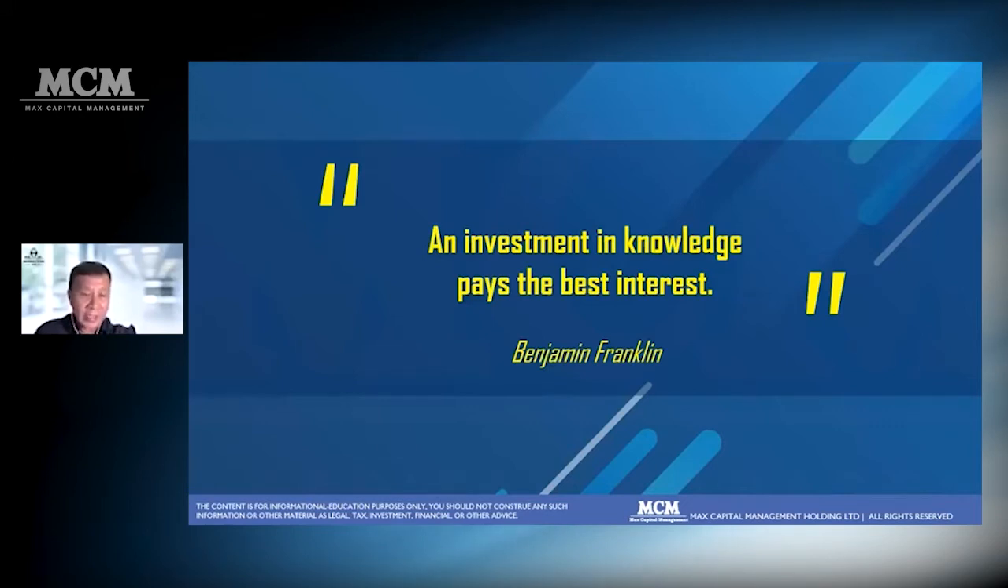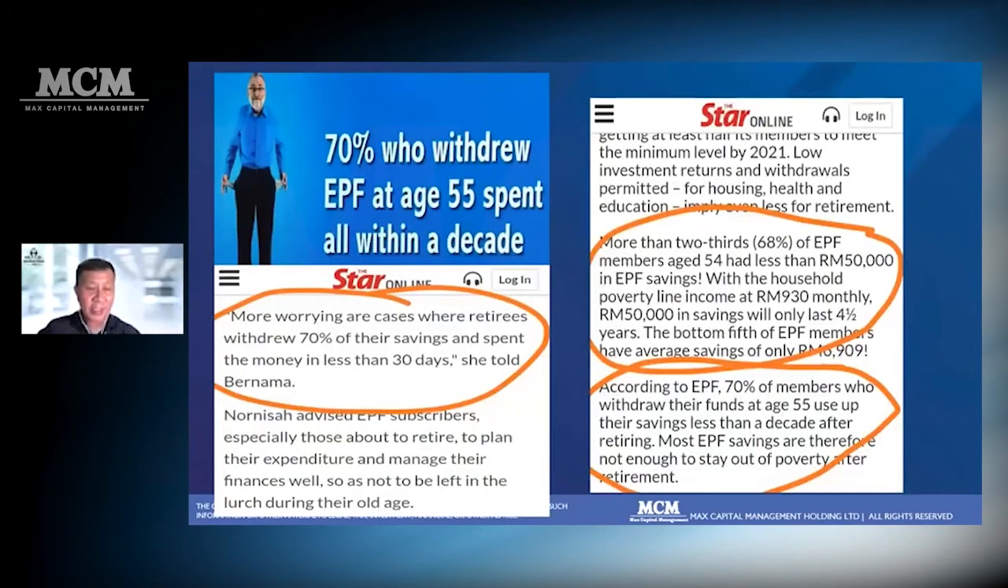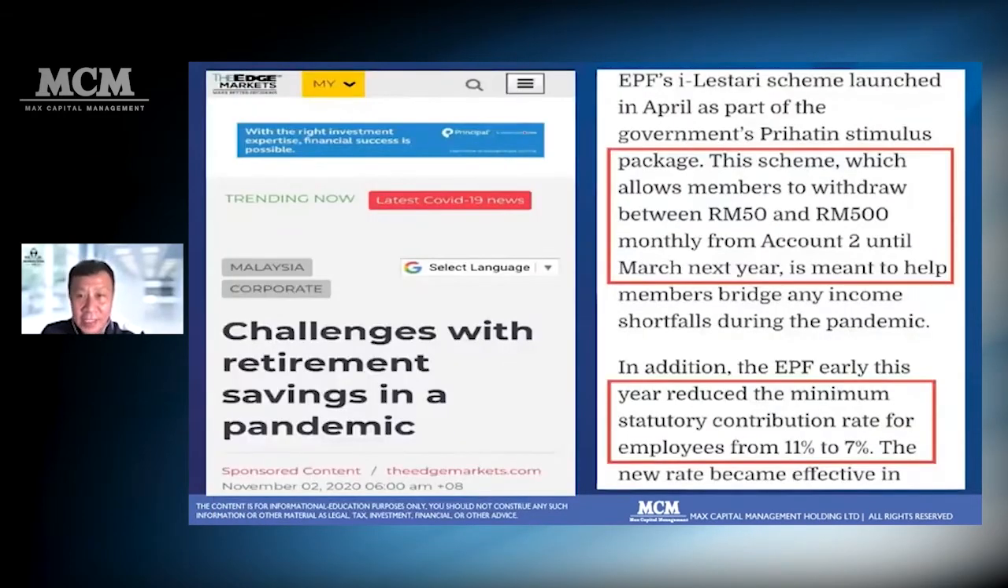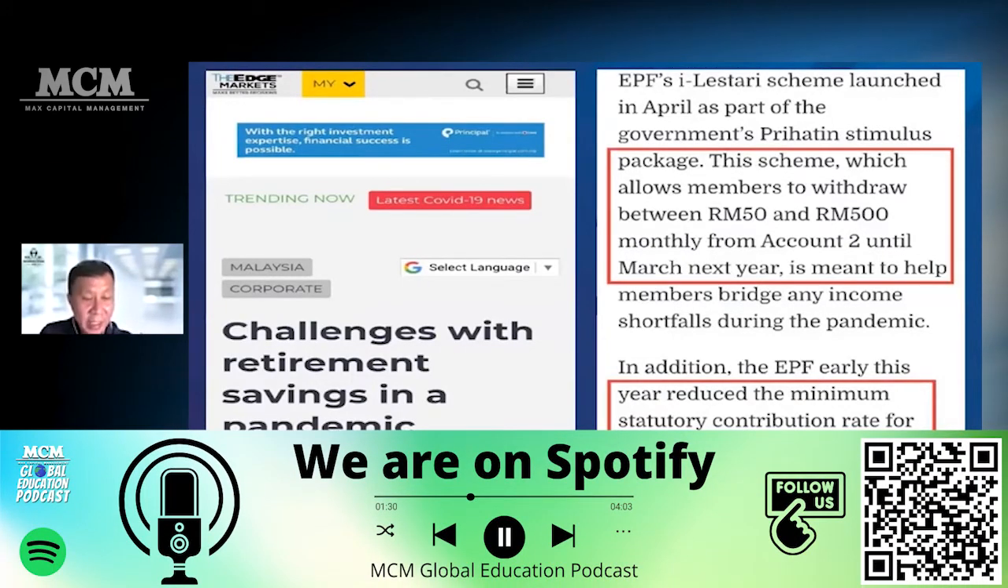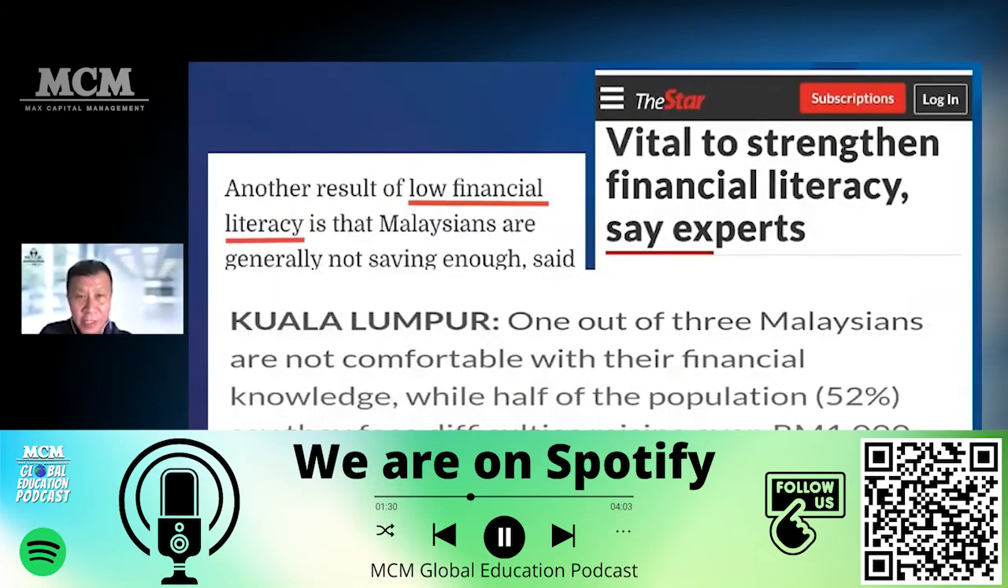Now, what is very important about knowledge is that even before the pandemic, statistics showed that 70% of those withdrawing EPF spend it within a few years. And not only that, during the pandemic, with all the challenges, we now have a reduced statutory contribution rate from 11 to 7%. So there's less for retirement in the future. And we know that half the population in Malaysia wouldn't be able to come up with a 1,000 emergency fund when required.